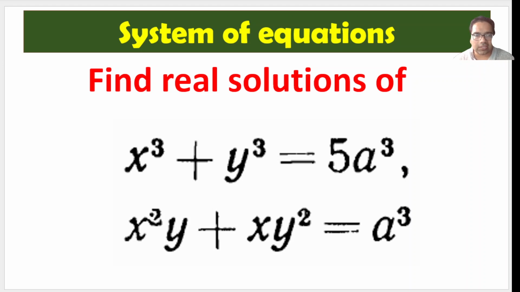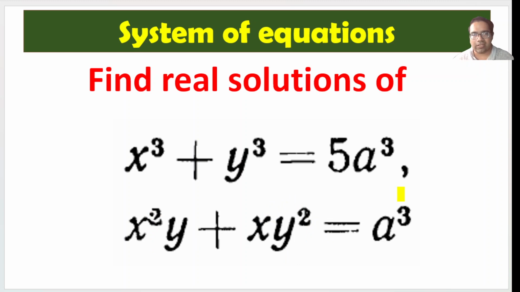Hence, let us solve a nice system of equations. Here we are given x cubed plus y cubed equals 5a cubed. At the same time, x squared y plus x y squared equals a cubed. Right, we have to solve. We have cubes here, x cubed and y cubed. At the same time, we have x squared y, x y squared.